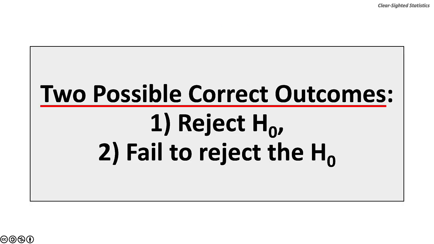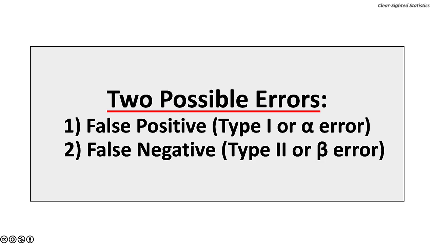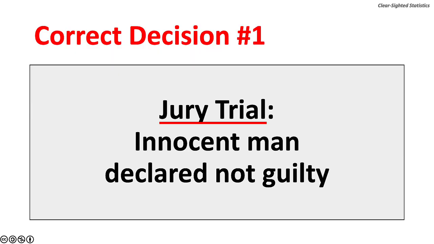With the null hypothesis significance test, there are two possible correct outcomes. One, reject the null hypothesis. Two, fail to reject the null hypothesis. But there are also two possible errors. One, false positive, or type 1 or alpha error. This means that the null hypothesis was incorrectly rejected. Two, false negative, or type 2 or beta error. This means that the test incorrectly failed to reject the null hypothesis.